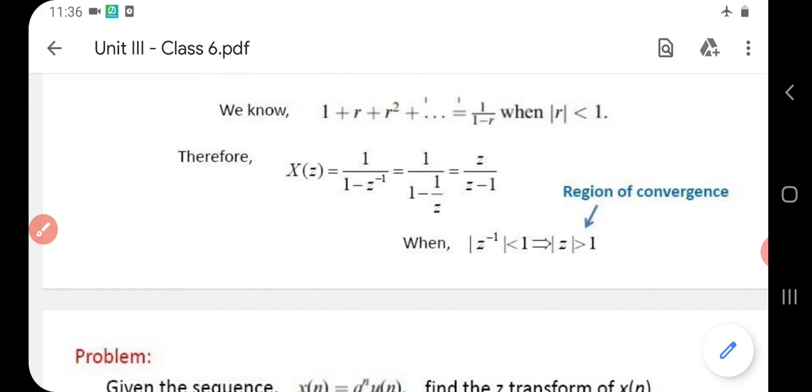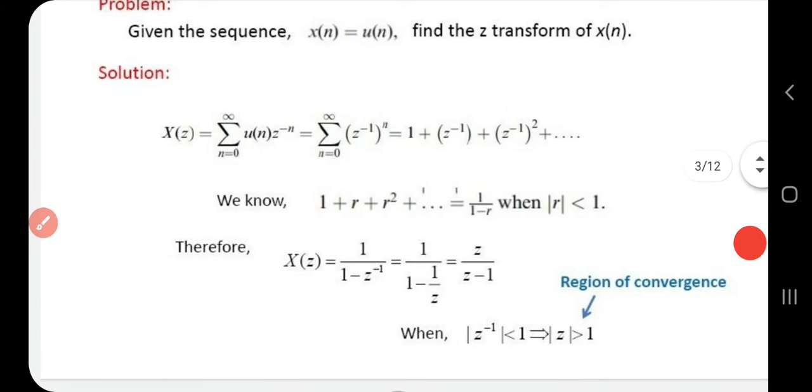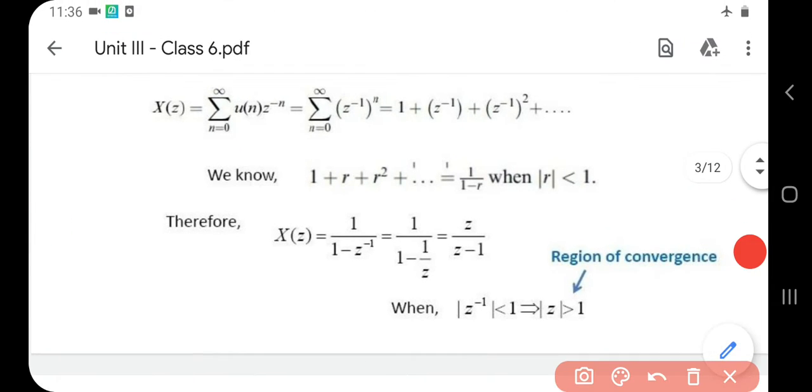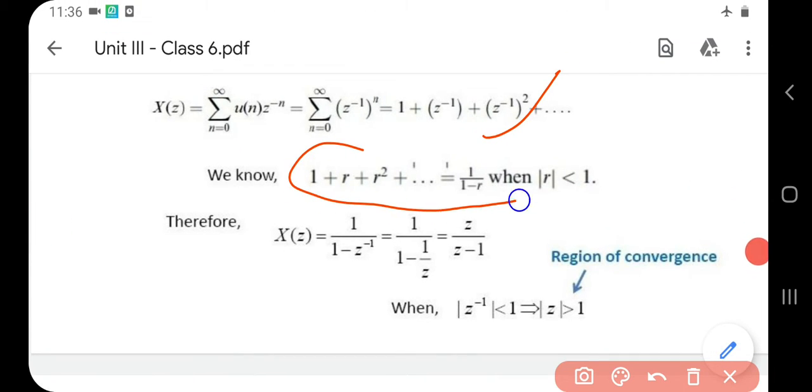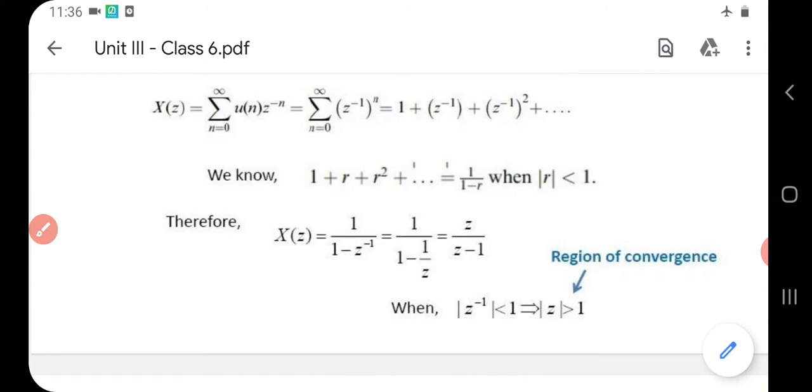Otherwise you can follow the steps, that is, you have to expand all this, and this is of the binomial expansion form, and this is of this particular form. So 1 by 1 minus r, and here in place of r it is 1 by z. So you substitute 1 by z, and finally you will reach the solution.